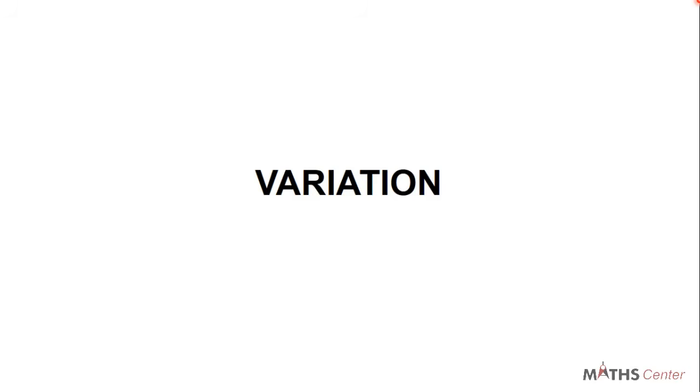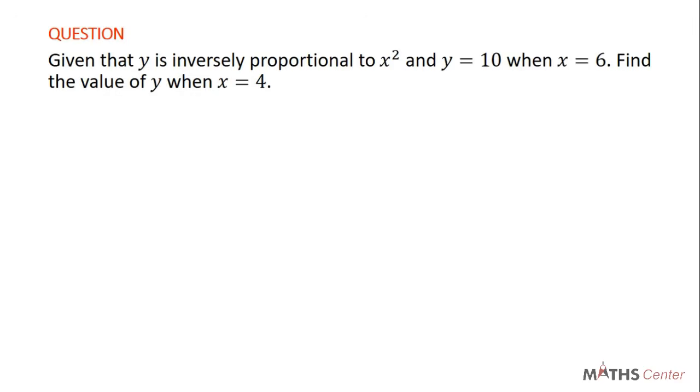In the previous video, we solved a question on indirect or inverse variation. In this video, we are going to solve another question on indirect or inverse variation. The question for this video is, given that y is inversely proportional to x squared, and y is equal to 10 when x is equal to 6, find the value of y when x is equal to 4.